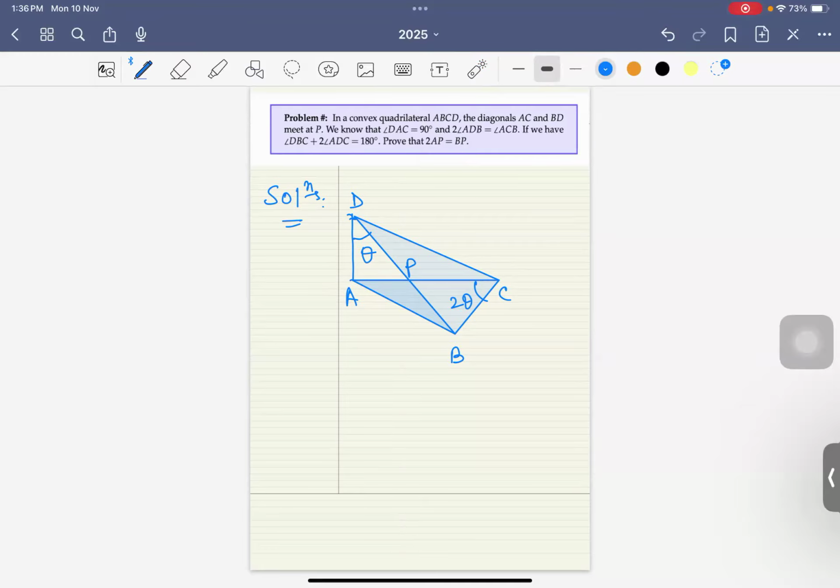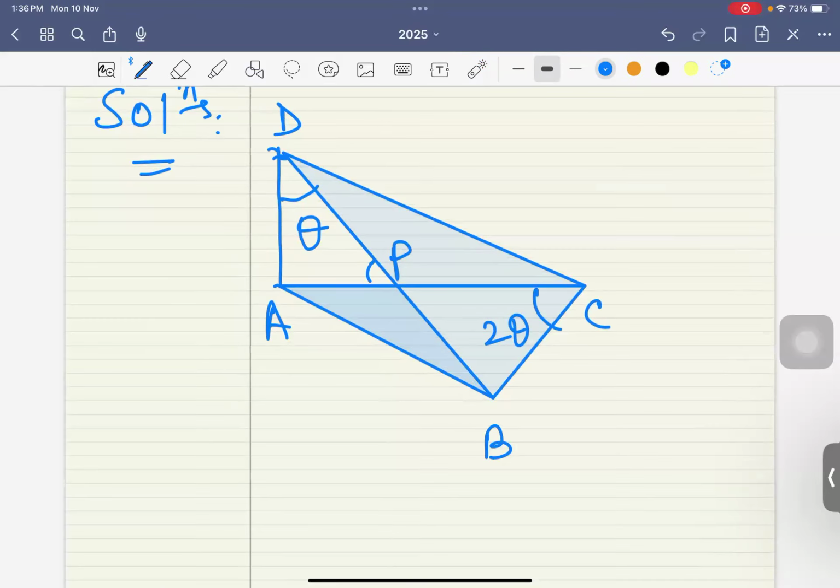So this angle is theta. So this angle must be 90 degrees minus theta. This also must be 90 degrees minus theta by virtue of being vertically opposite angles. Due to the angle sum property, this angle must also be 90 degrees minus theta. And that immediately tells you that this side and this side are equal.